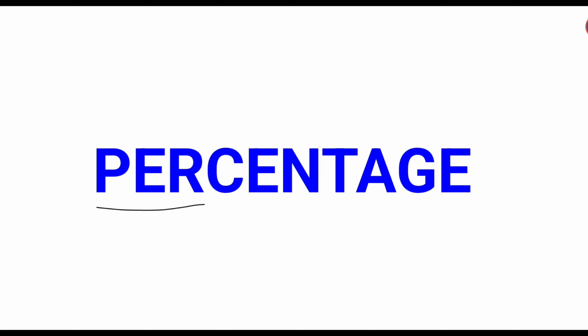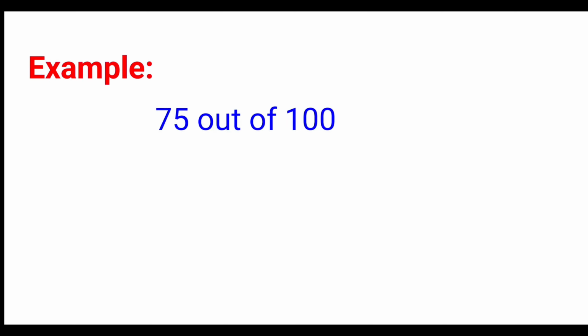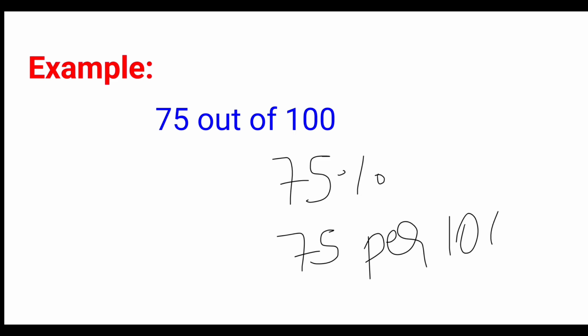Percentage. Per means for each. Cent means 100. Percentage is nothing but for each 100, or simply per 100. Basically, percentage is a way to express a number as a fraction of 100. For example, if you scored 75 out of 100, then your percentage is 75 percent, which means 75 per 100. This is an example of percentage.